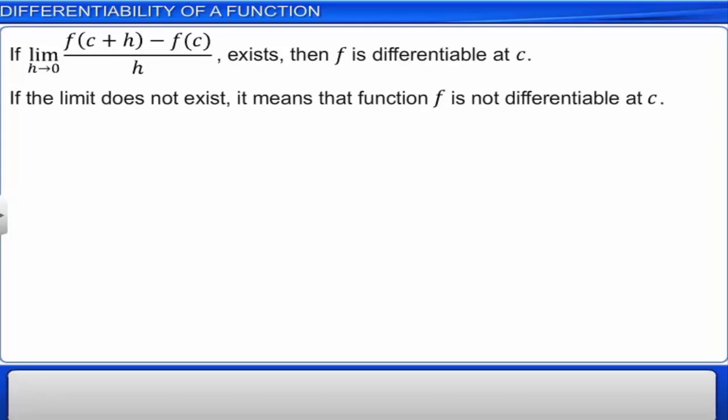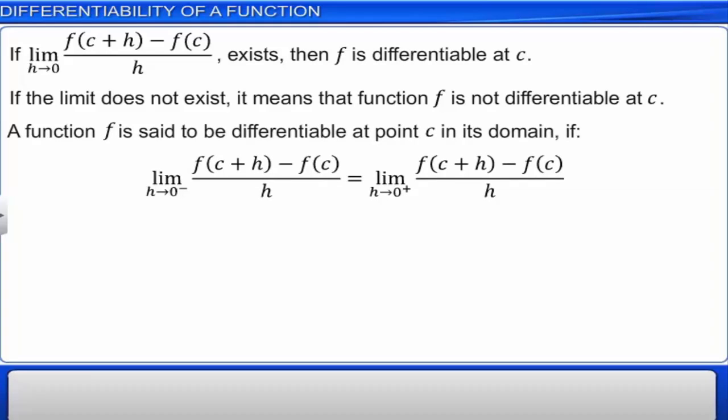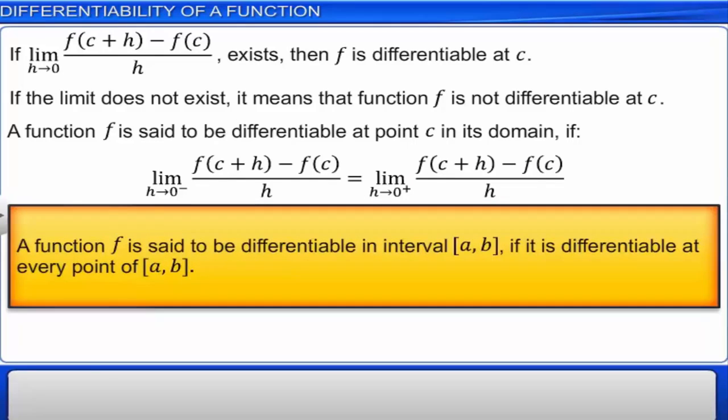In other words, a function f is said to be differentiable at point c in its domain if the left-hand limit and the right-hand limit of (f(c + h) - f(c)) divided by h exist and are equal. This definition can be extended to any closed interval [a, b]. A function f is said to be differentiable in closed interval [a, b] if it is differentiable at every point in the interval and also at the endpoints a and b.